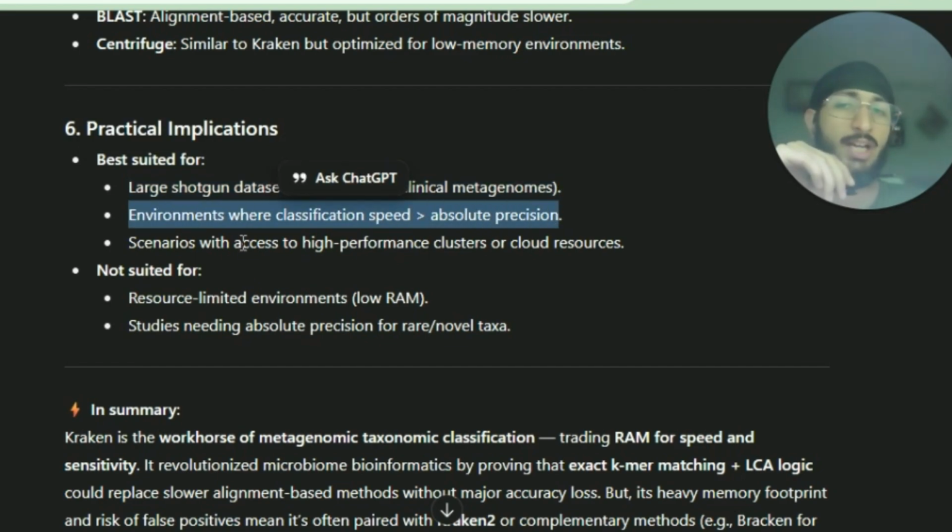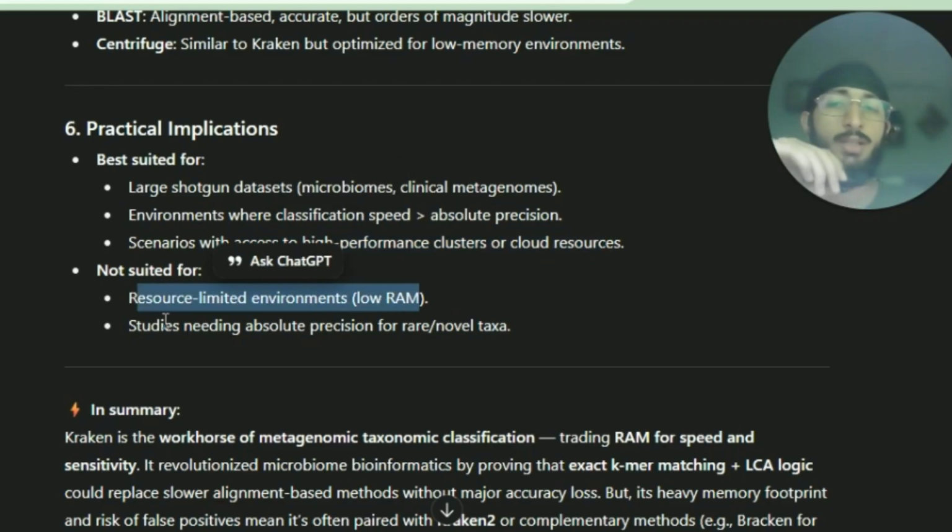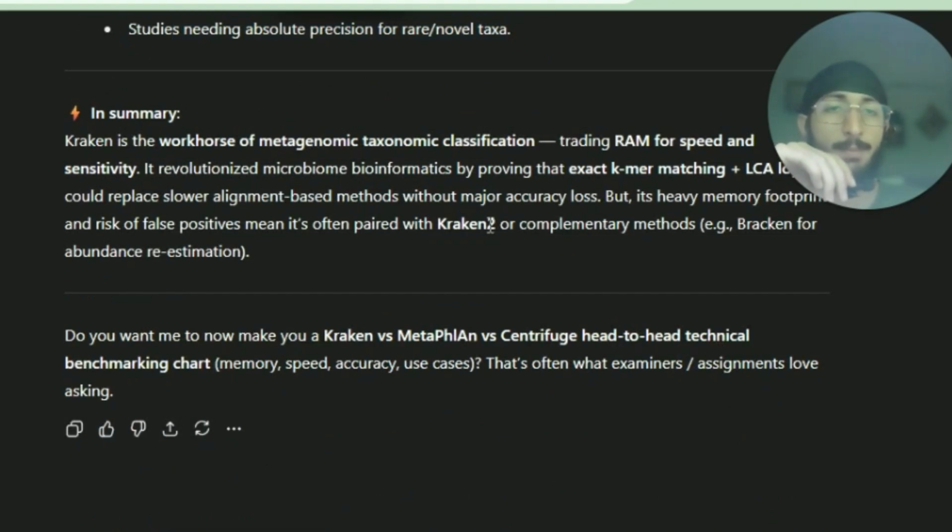than absolute precision, scenarios with access to high performance clusters or cloud resources. Not suited for resource-limited environments, low RAM, or studies needing absolute precision for rare or novel taxa. Right, so that's it.